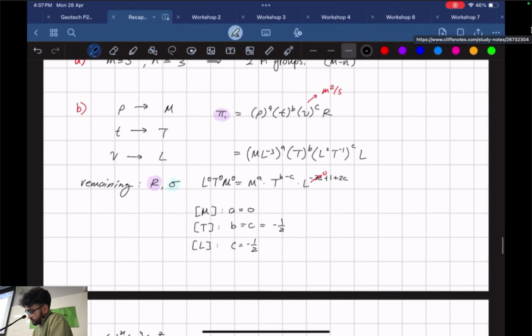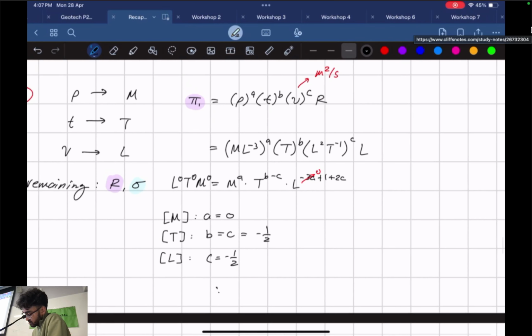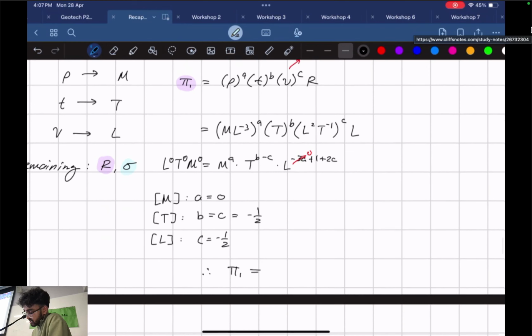Right? So therefore, pi 1 is going to be equal to density to the power of A, which is 0. So it's just going to be 1. I'm going to ignore it. T to the power of B, so T to the minus a half. Viscosity to the power of minus a half, and R. So we get R over the square root of T times viscosity. That's the first dimensionless number.